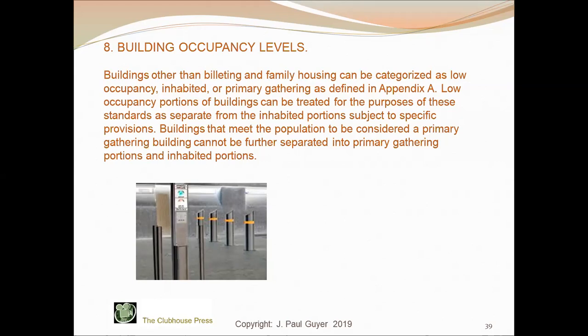If there are low occupancy portions of buildings, they can be treated differently from the inhabited portions. So you might have a building that has portions that are considered to be inhabited or perhaps a primary gathering building, but there can be other parts of the building that are considered to be low occupancy, and therefore those low occupancy portions of the building you may not need to or find it desirable to retrofit windows and doors.